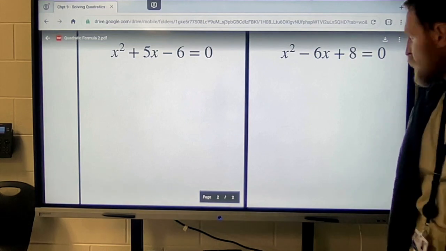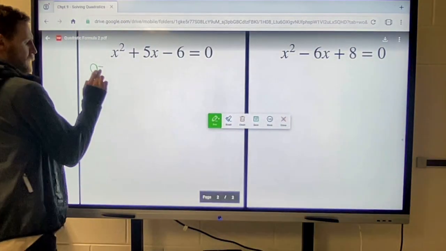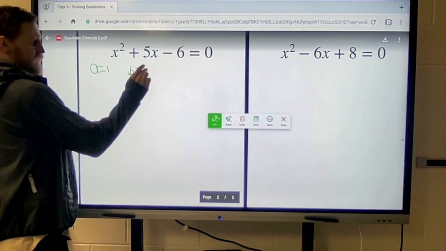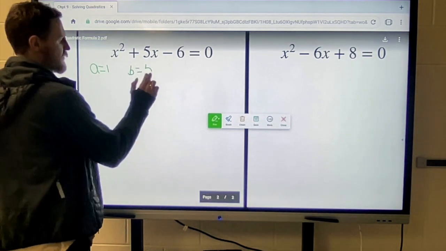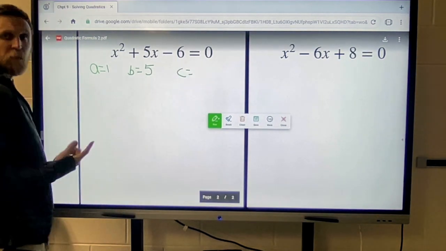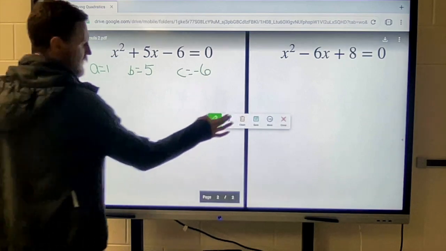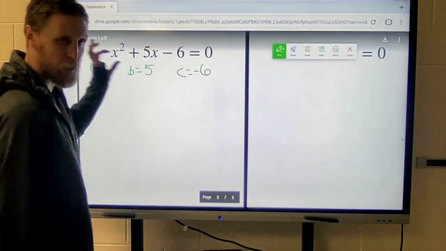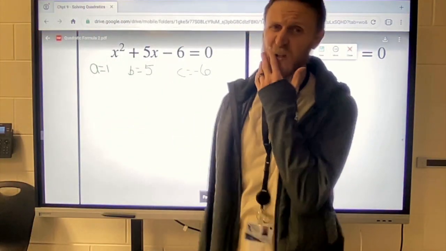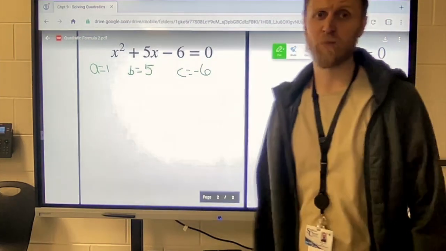The a value, remember, is the thing that's in front of the x squared, and that's going to be 1. The b value is the number in front of the x. In this case, it's going to be 5. And the c value is the number that's by itself. Be careful, because that minus sign means it's a negative 6, not a positive 6. So that's my a and my b and my c, and that's what we just practiced, so you should be good at that. Now after that, the rest of it is just plug and chug.